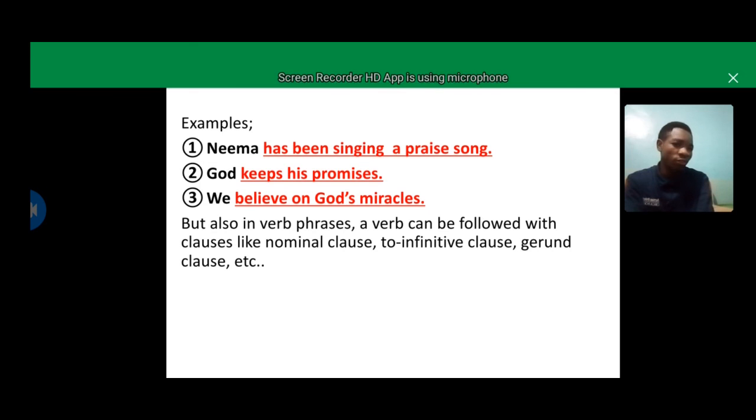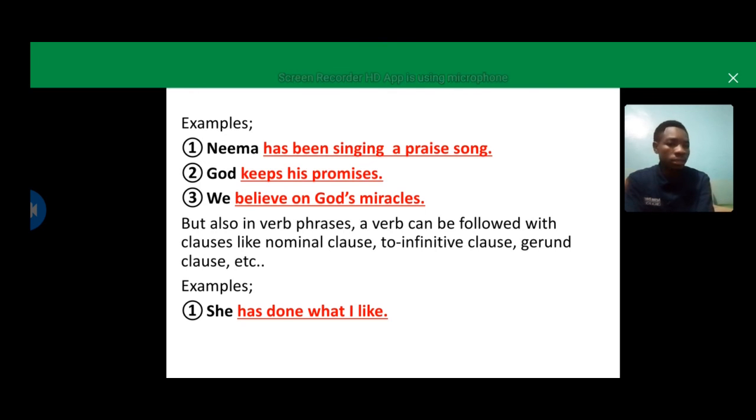But also, in a verbal phrase, a verb can be followed with clauses like nominal clause, to infinitive clause, gerund clause, etc. Example. She has done what I like. So has done what I like is a verbal phrase in which a head word is a verb done, which is followed by what I like, which is a nominal clause.